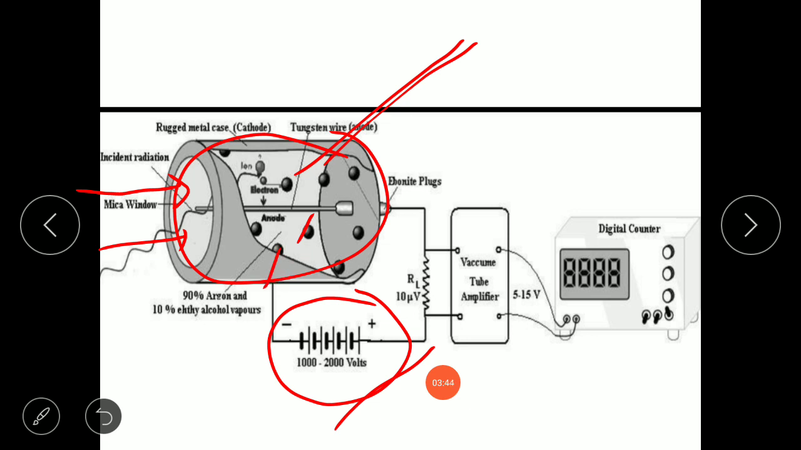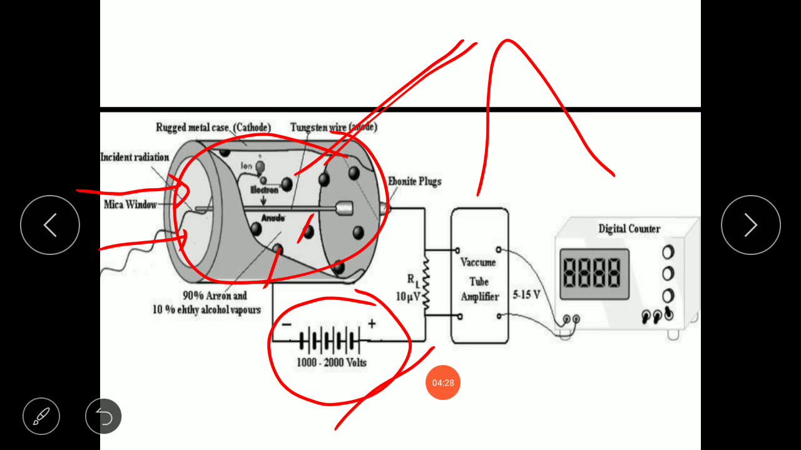During this journey, as the negative ions move towards the anode and the positive ions towards the cathode, they ionize more gas atoms, and this process of ionization keeps on continuing. Because of that, the whole gas gets ionized and we get a pulse of current through this tube.